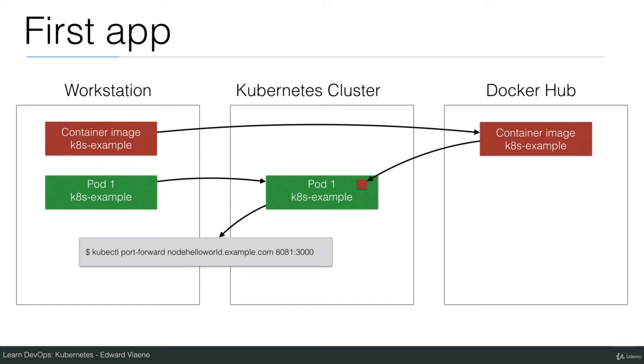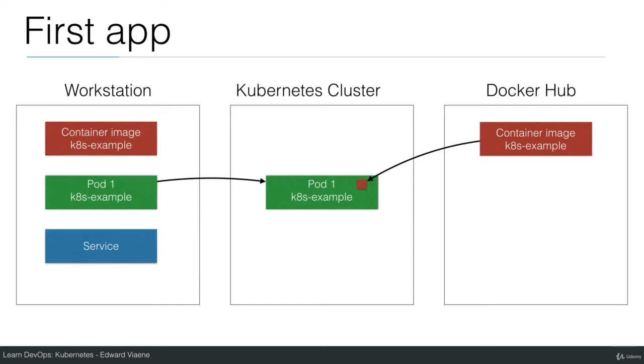Once we enter this command, we can use our browser on our local machine or a curl command to contact our pod, and we can do that on port 8081. Port forward is not the regular way that you would contact an app. It's just a way for us to contact the app locally because we are administrators of our Kubernetes cluster. The real way to contact a pod is to create a service. So that's what we did next.